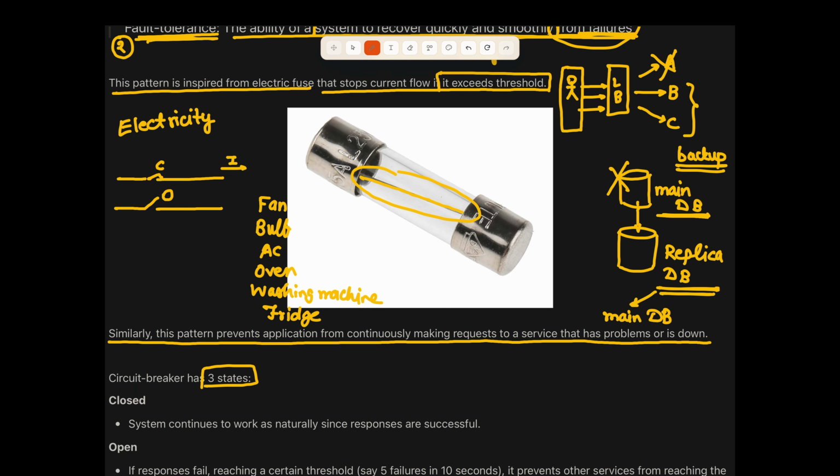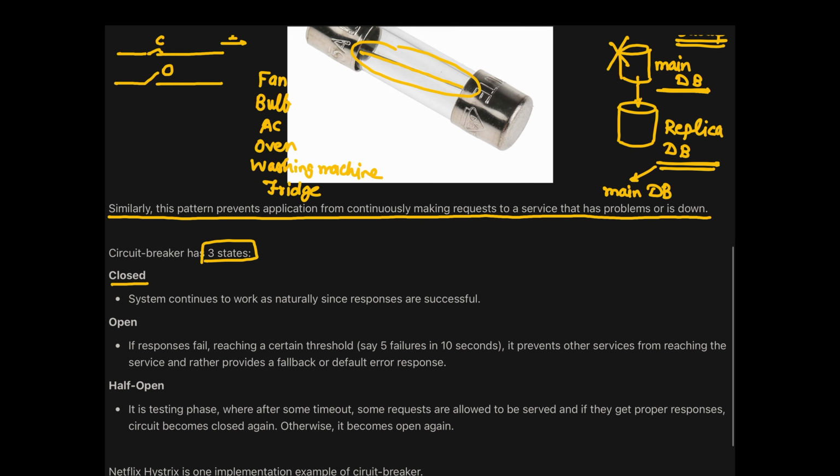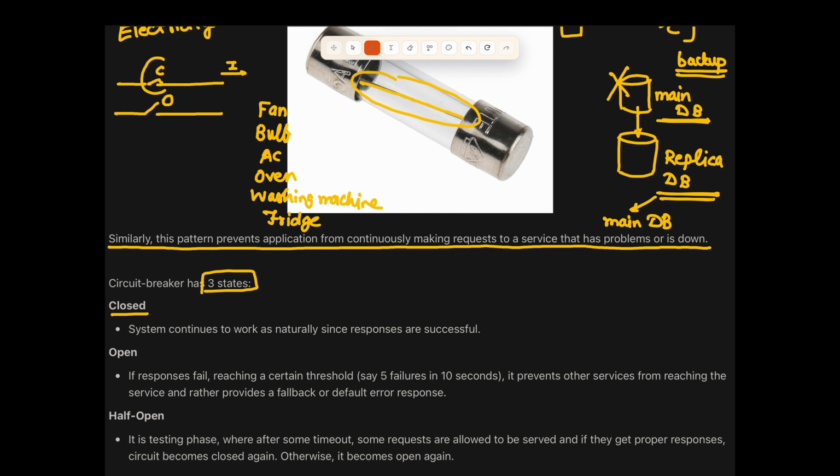But in software engineering, a circuit breaker has three states. The closed one, which is much similar to the closed state of a fuse. So the system continues to work naturally since responses are successful. Let's come to the open. Due to some failure, the fuse used to melt. Similarly, the circuit breaker state turns open.